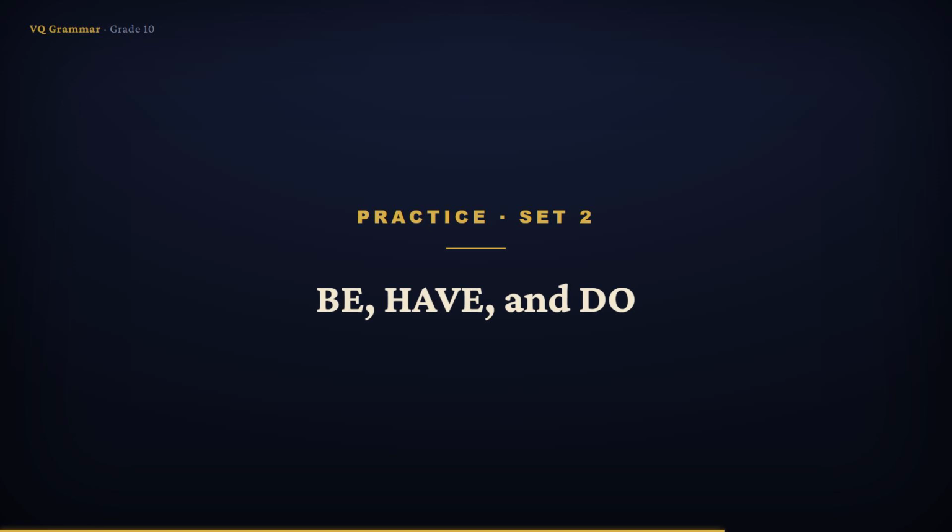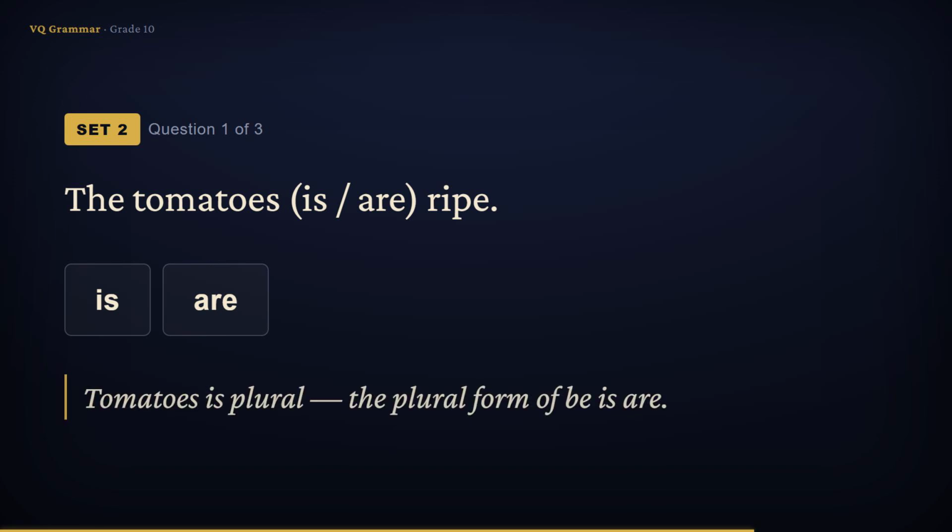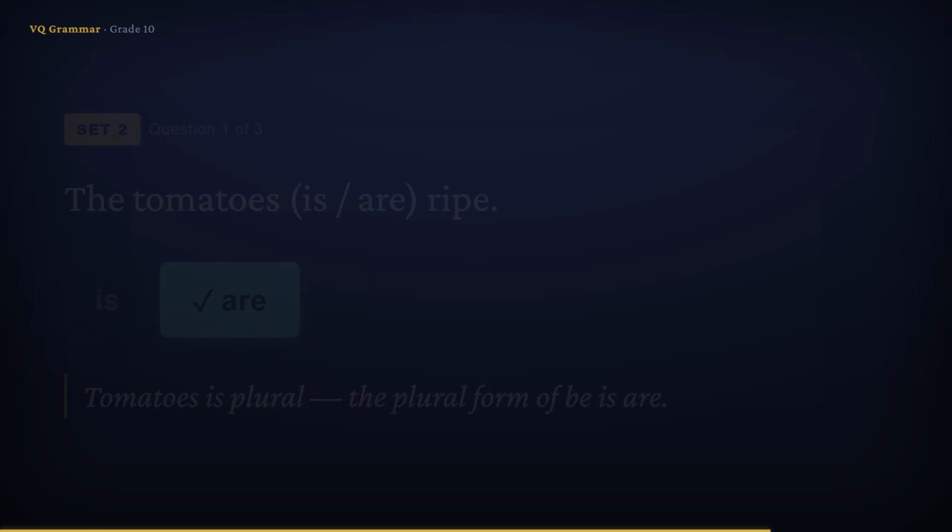Now let's practice with the shapeshifters, the forms of be, have, and do. Same routine. Find the simple subject, count it, then match. Pause and try each one before I answer. The tomatoes. Is or are ripe. The simple subject is tomatoes, which is plural. And with the verb be, the plural present form is are. So the correct answer is are.